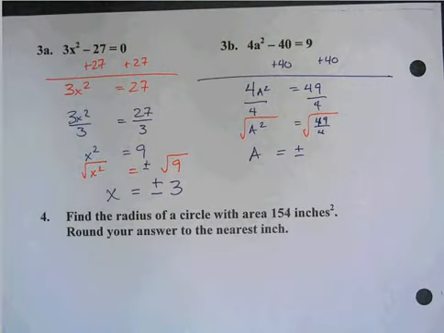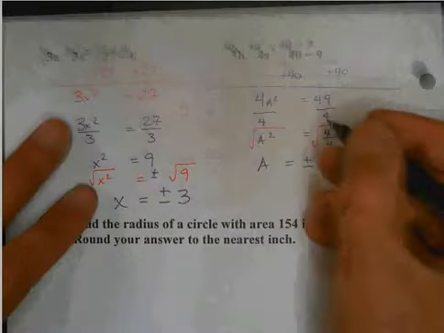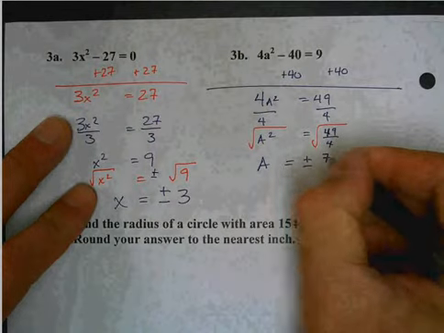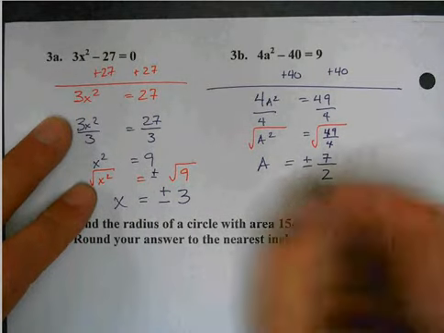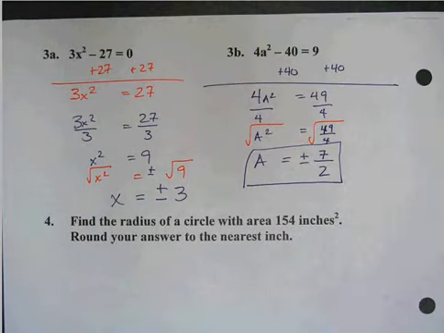How do you take the square root of a fraction without a calculator? Drew? Take the square root of the top and the square root of the bottom. Right. So Drew, the square root of 49 is? 7. And the square root of 4 is? 2. So my answer is plus or minus 7/2. Try to stay away from using a calculator if you can avoid it.